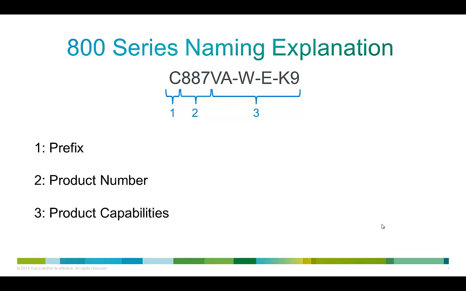This is the Cisco ISR 800 series naming explanation. The name consists of three parts. First, the prefix, second, the product number, and at the end you find the product capabilities.